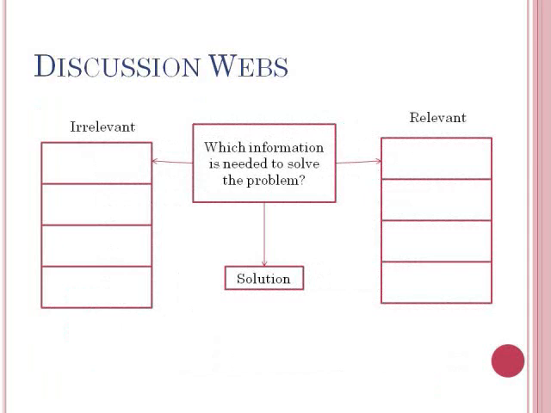Here is an example of a discussion web to use with a math story problem. After reading the story problem, the students put the relevant information to solving the problem in the relevant column, and the information that is irrelevant to solving the problem in the irrelevant column. Then they solve the problem and put the answer below the solution box.